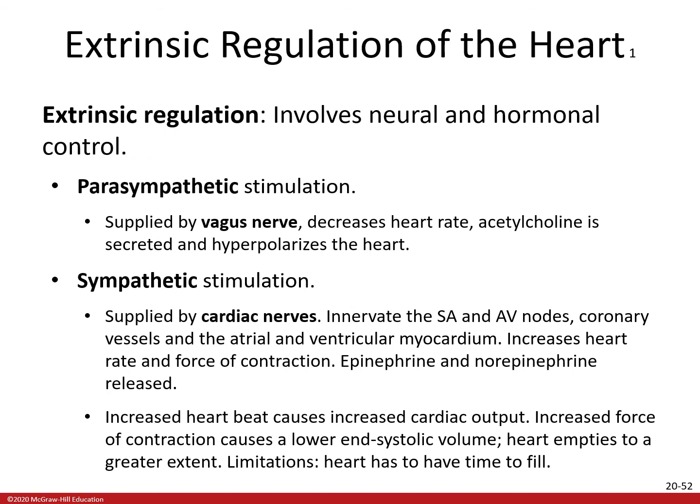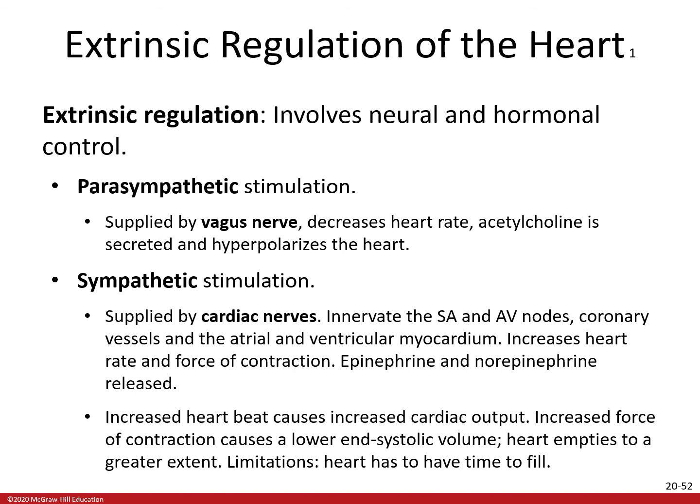So these extrinsic regulations of the heart, again, are going to involve neural and hormonal control. The first we're going to talk about is the parasympathetic stimulation. This is going to be supplied by the vagus nerve. So make a little note there that it is the vagus nerve specifically that we were talking about here. That is going to decrease our heart rate, and acetylcholine, our neurotransmitter there, is secreted and hyperpolarizes the heart.